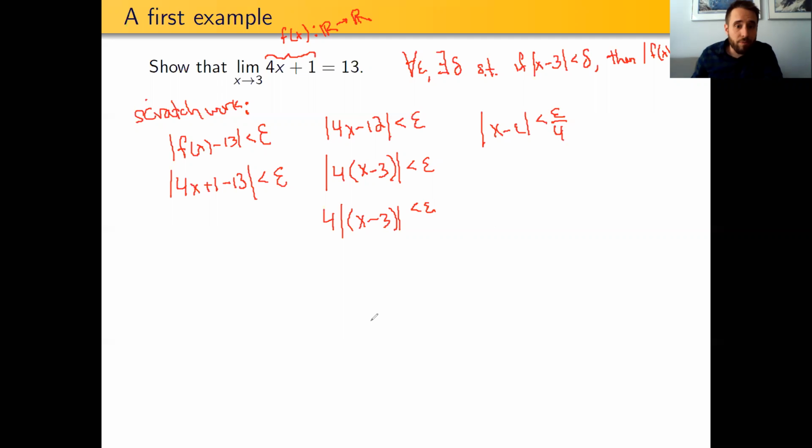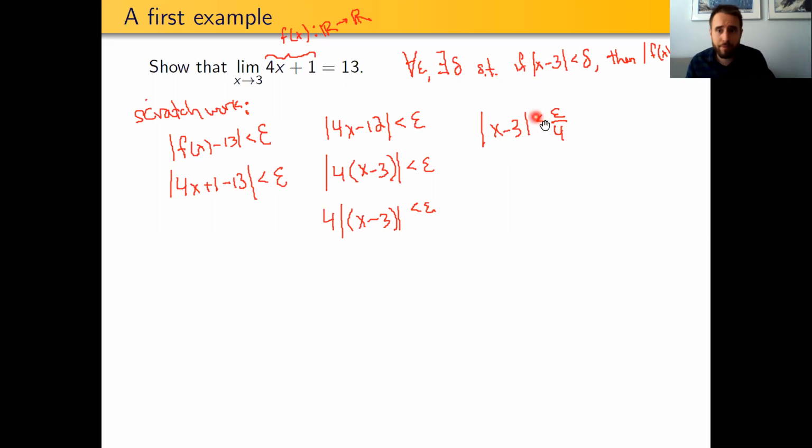Now, let's just highlight what we did here. This is all scratch work, but we started with this expression, and by doing algebra, we teased out this expression. And I actually realized, whoops, that I wrote my 3 backwards there. Got my 3's and my epsilons mixed up. So that should be an x minus 3. Perfect. So what we're seeing here is that if f of x minus 13 is less than epsilon, then x minus 3 will be less than epsilon over 4.